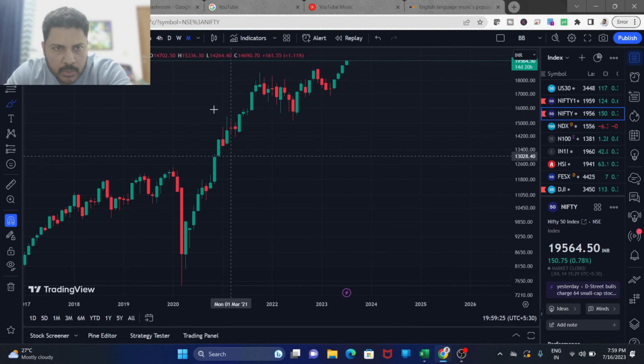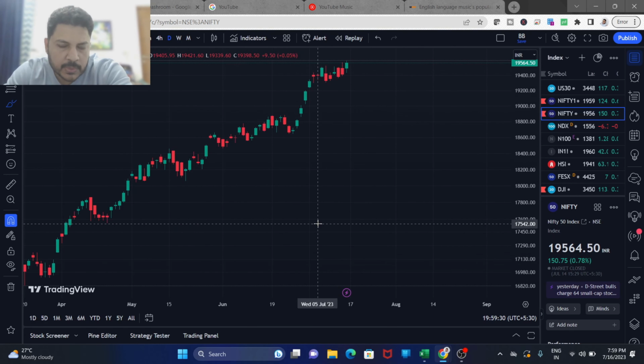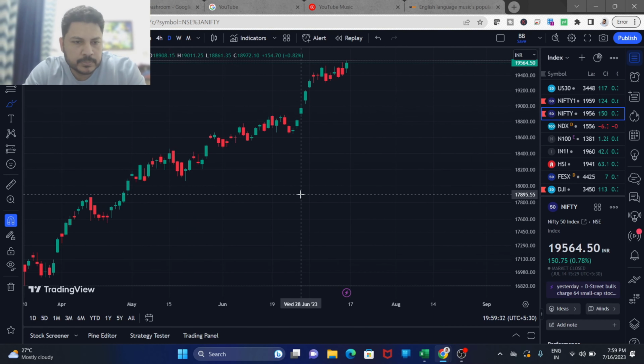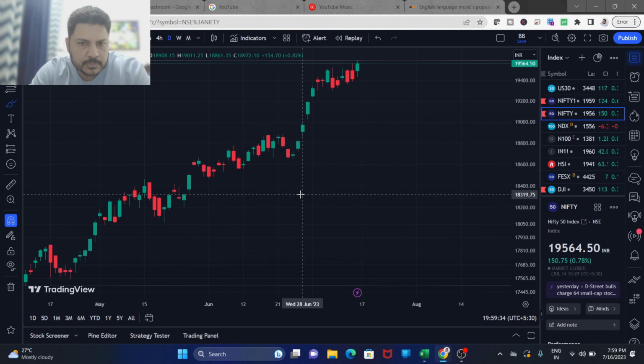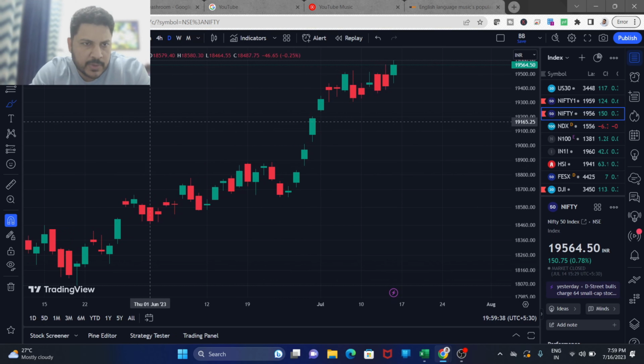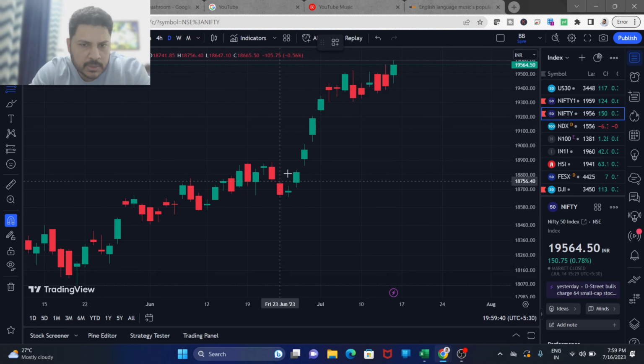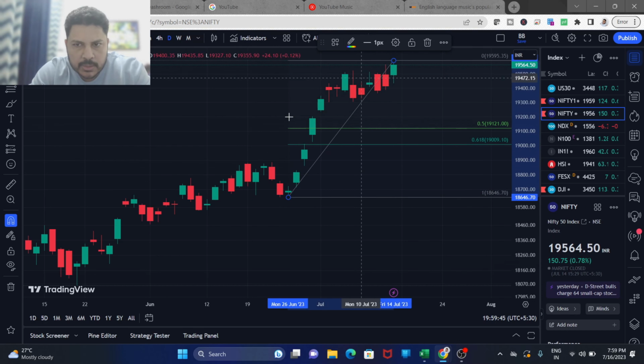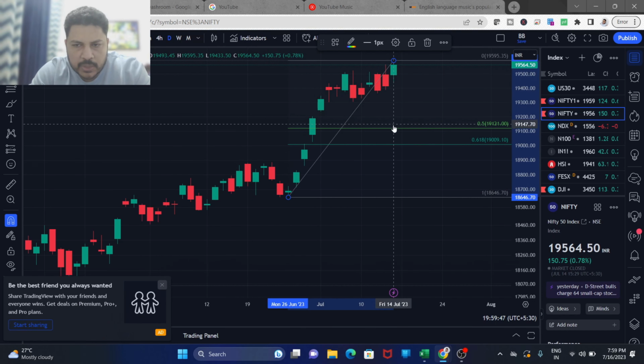Now let's go to a lower time frame and see how it works. Let's go to a daily time frame. On a daily time frame, this was your recent swing low and this is your high. Now 19,121 to about 19,009 is a zone where, anytime on a daily time frame, if you get this level, it's a sure shot buy.